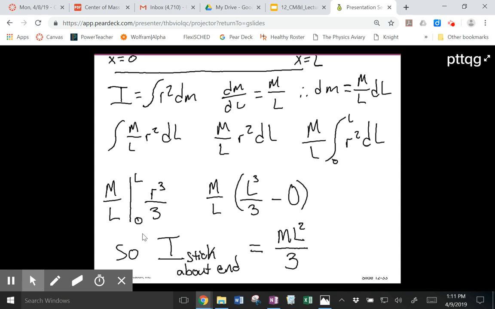So in the end, I'm going to have that constant mass per unit length ratio times L cubed over 3, and I get one of those L's to cancel out. I get ML squared over 3. That's how they get the moment of inertia for a stick about its end. That's a relatively difficult way to rotate a stick about its end like that.